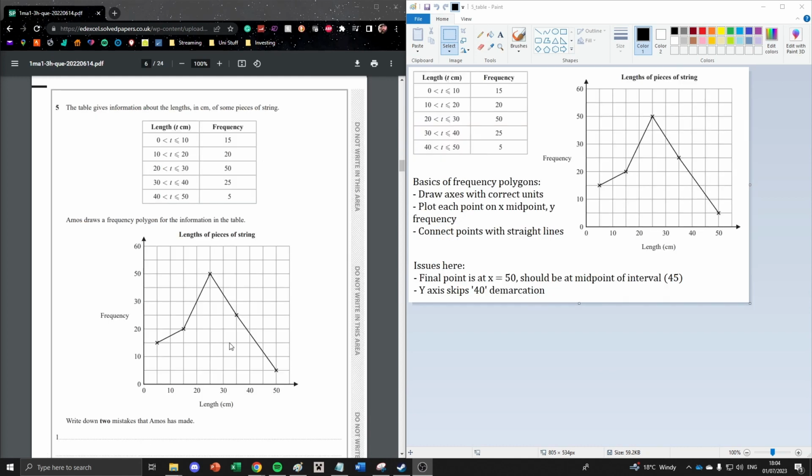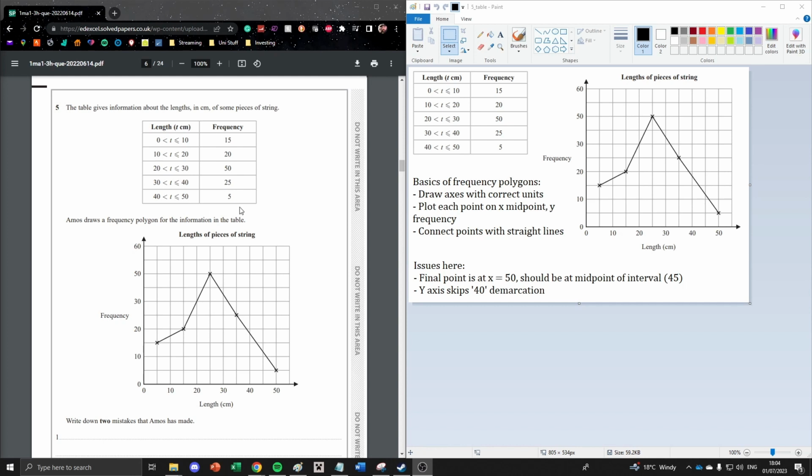Question 5 looks at frequency polygons. So we're given a table of lengths of some pieces of string with 10 centimeter intervals from 0 to 50 and their respective frequencies. Amos draws a frequency polygon for the information in the table, and we can see here there's a frequency polygon. We're then asked to write down 2 mistakes that Amos has made. So let's talk about how we actually draw a frequency polygon.